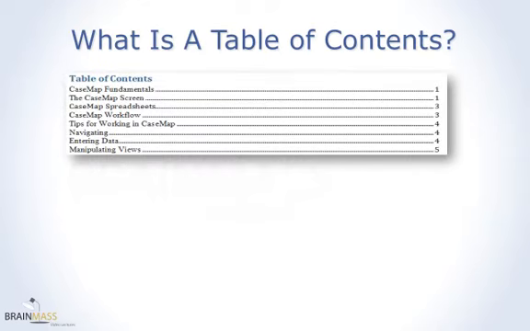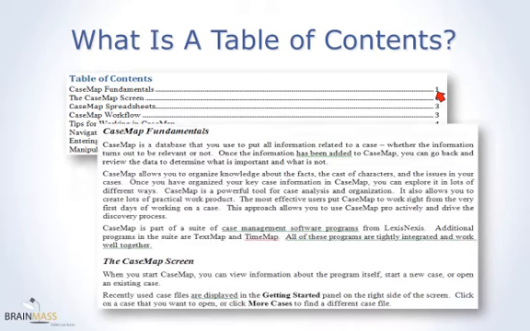Here's an example of a table of contents. As you can see, we have a header up top, we have some section labels, and then off to the right, just past the dot leaders, we have page numbers associated with those items. Page number 1 for Case Map Fundamentals is what we'll click on. And that jumps us down into our document.